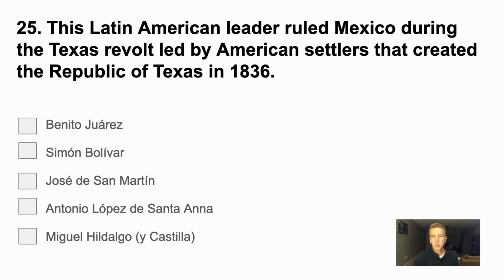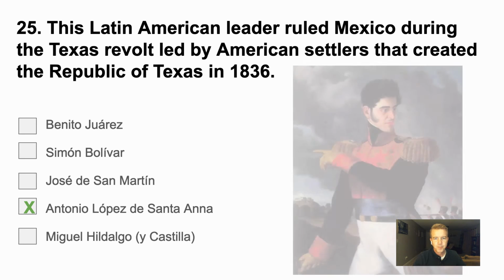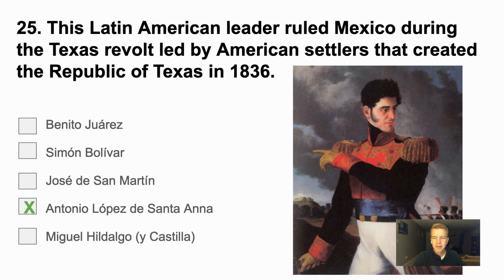This Latin American ruler ruled Mexico during the Texas Revolt, led by American settlers, that created the Republic of Texas in 1836. That's General Antonio Lopez de Santa Anna. Sometimes we just refer to him in U.S. history as Santa Anna. Look, another over-the-top military uniform.